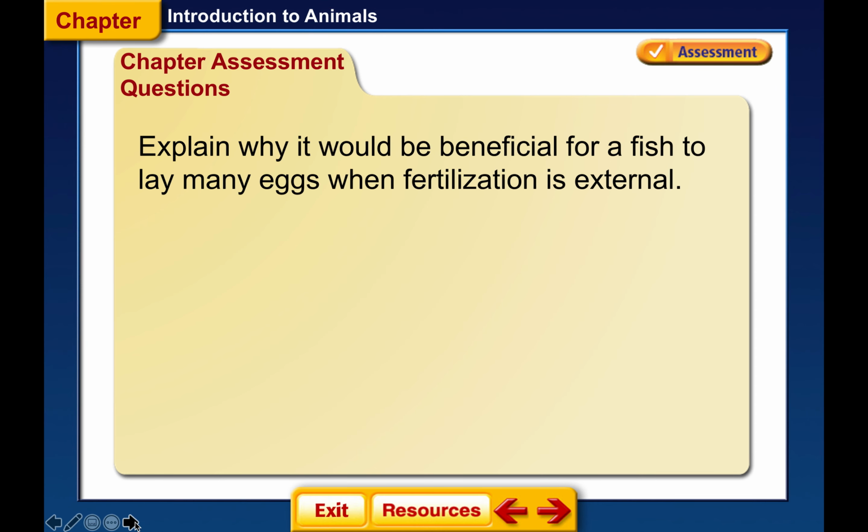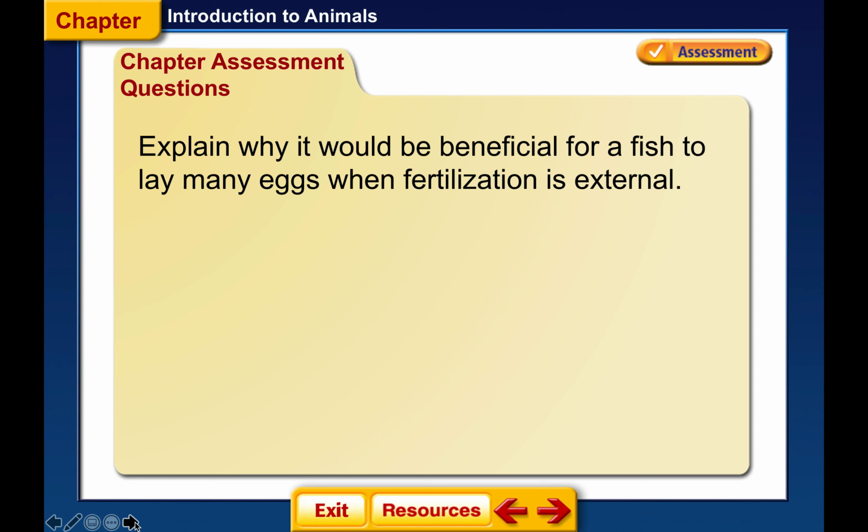Okay, explain why it would be beneficial for a fish to lay many, many eggs when fertilization is external. Now, this means that the female fish has laid eggs on a reef or at the bottom of the ocean or water, and then the male fish swims over it and deposits the sperm. So why do you think it would be beneficial for the female to lay a lot of eggs when that's the type of fertilization they undergo?